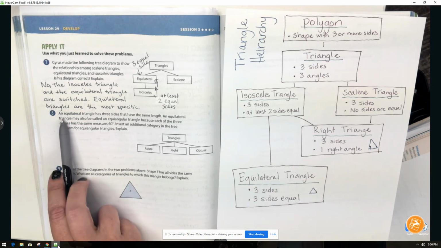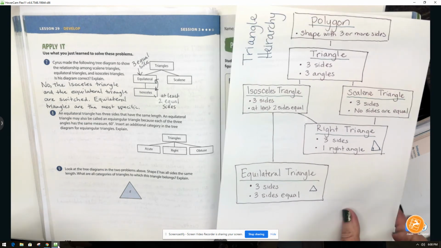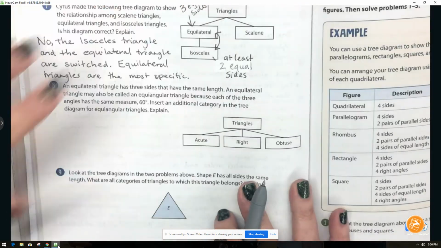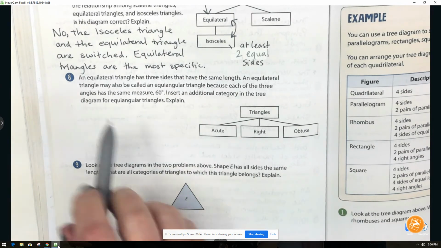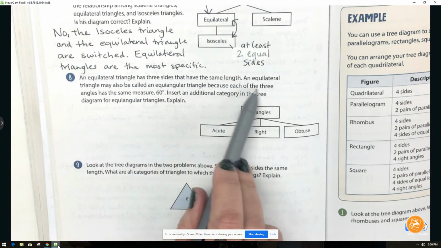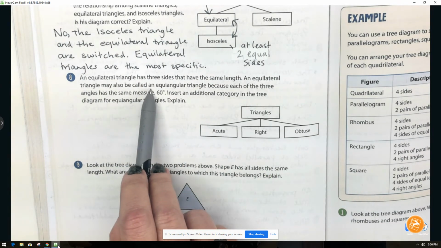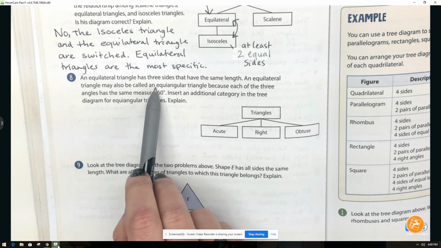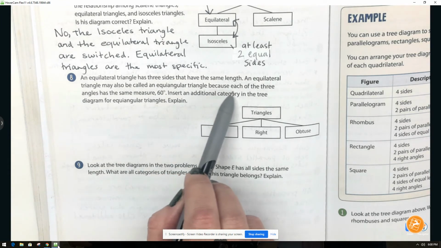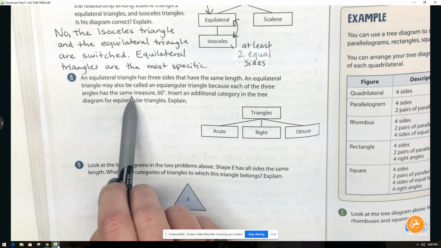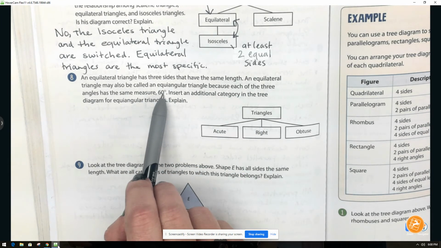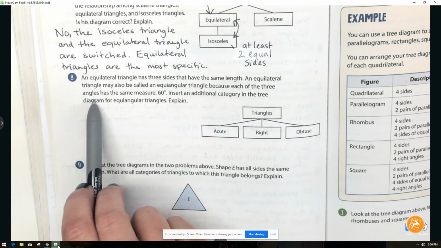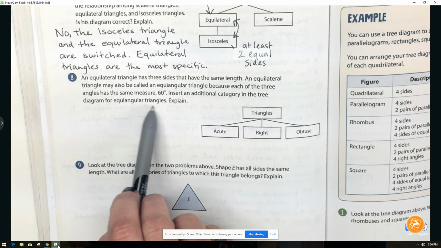All right, when we're looking at number 8, this isn't going to help you anymore, so I'll go ahead and move that to the side. Number 8 says this: an equilateral triangle has 3 sides that have the same length. An equilateral triangle may also be called an equiangular triangle because each of the three angles has the same measure, 60 degrees. Insert an additional category in the tree diagram for equiangular triangles.